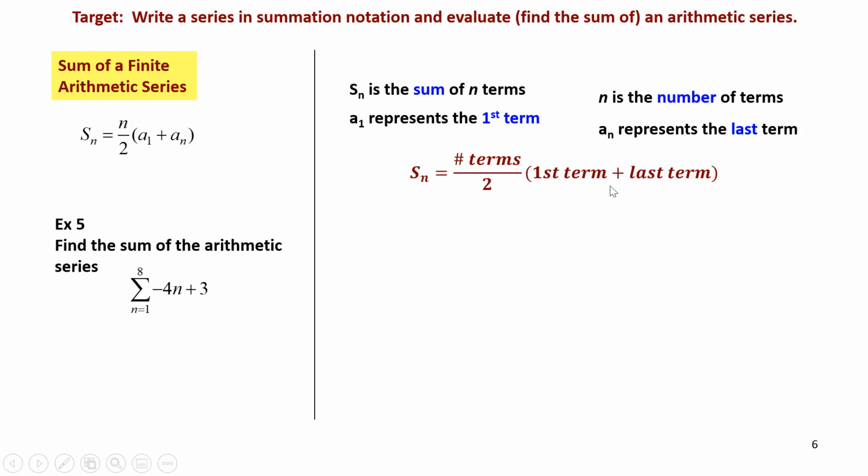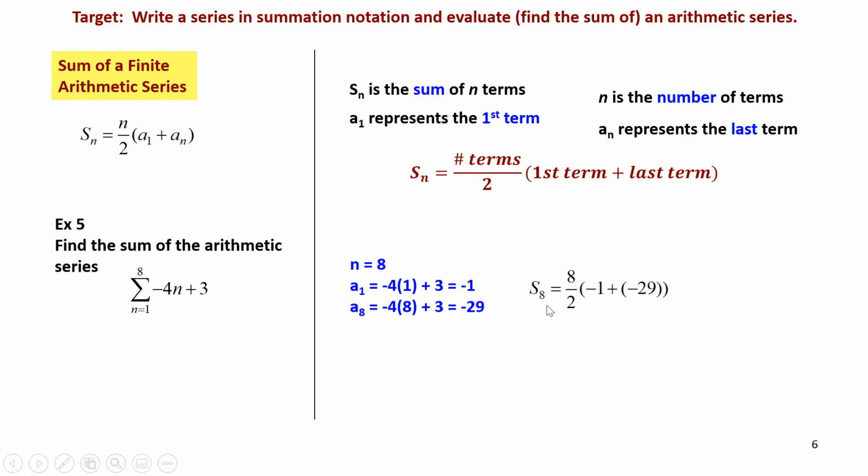What we really want is the first term and the last term. And we already know that there's 8 terms because we're going from 1 to 8, right? Okay, so here we go. N is equal to 8. A sub 1, I'm going to plug in 1. I'm going to do the math in the formula right here. Negative 4 times 1 plus 3. A sub 8, plug in 8 for n, do the math, negative 29.